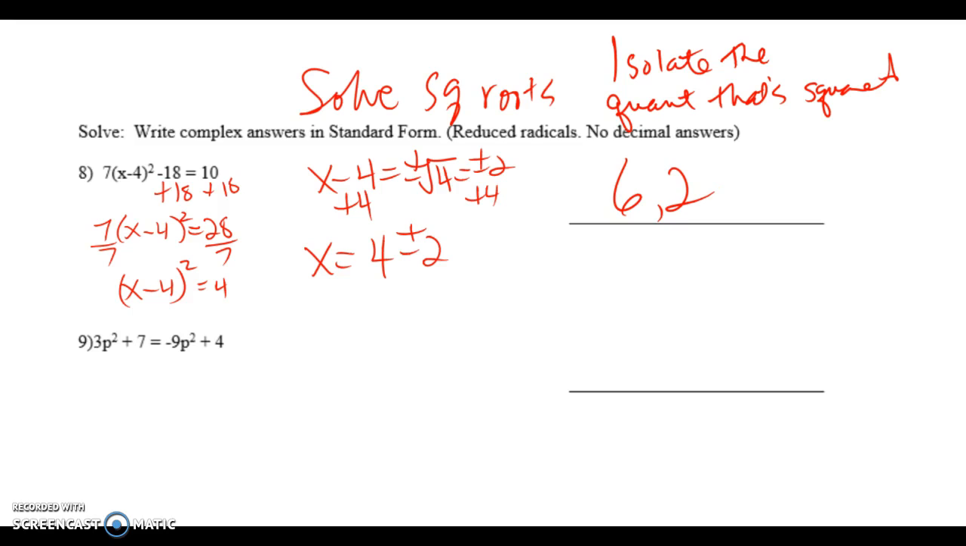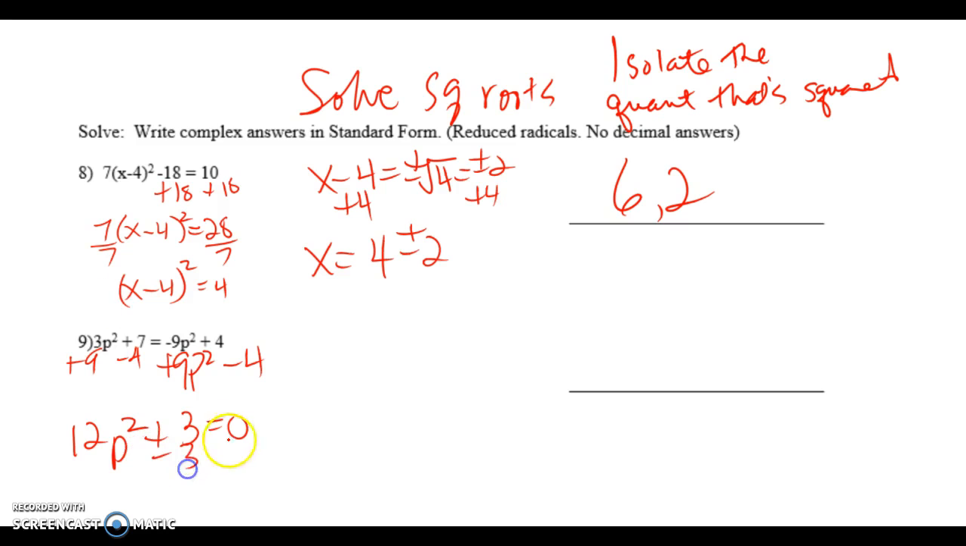Now, let's get everything to one side and see what we come up with. We're going to add 9p squared, and we're going to subtract 4. If we add 9 over here, we get 12p squared. If we subtract 4, what do we get? We get plus 3 equals 0.